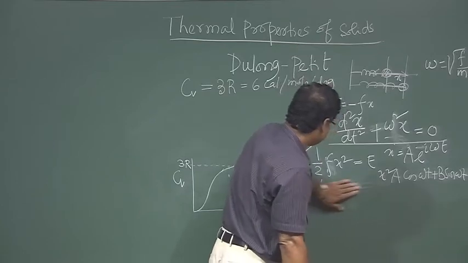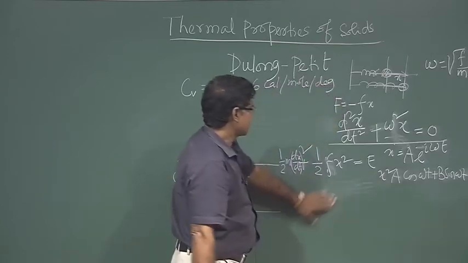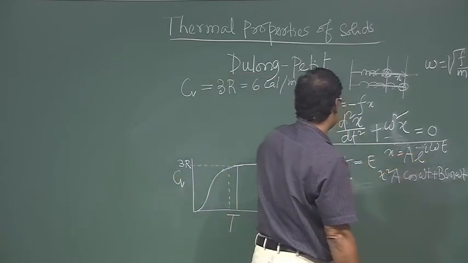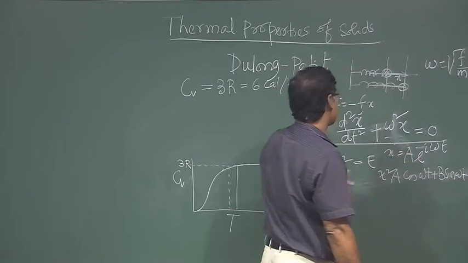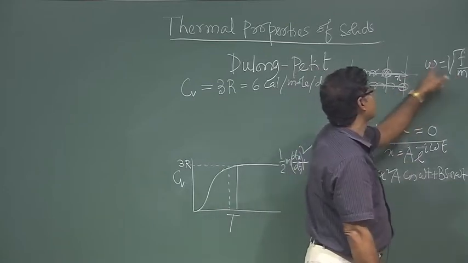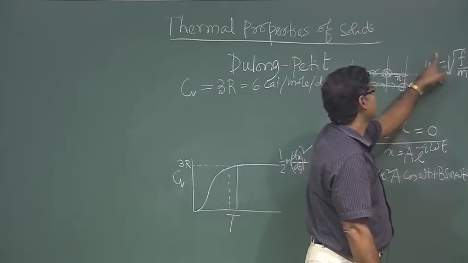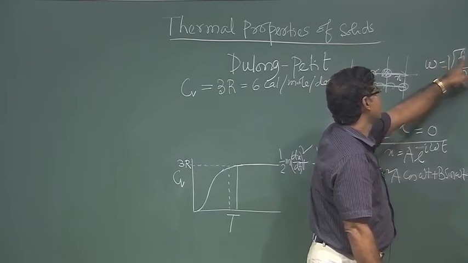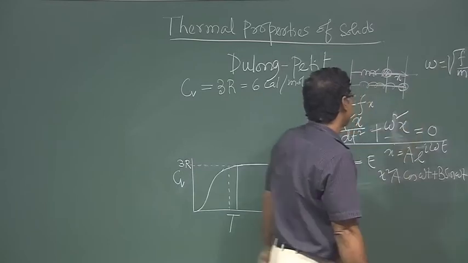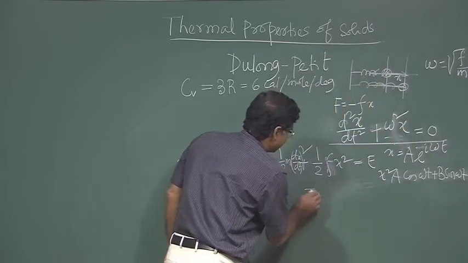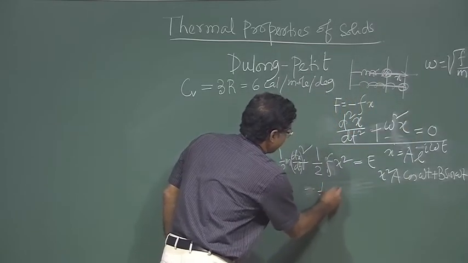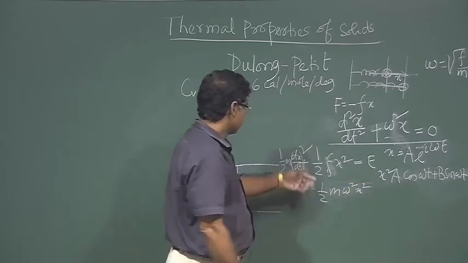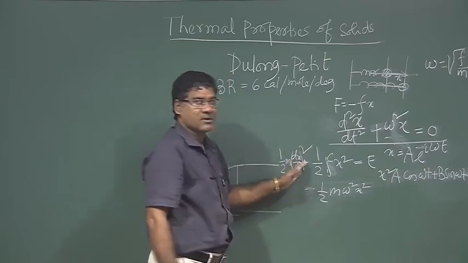If I am not differentiating it, it is half k x square, where the x value is here. One can use this: F one can replace by m omega square, since omega square equal to F by m. That is why I was writing this part, half F omega square x square, and this is half m v square.